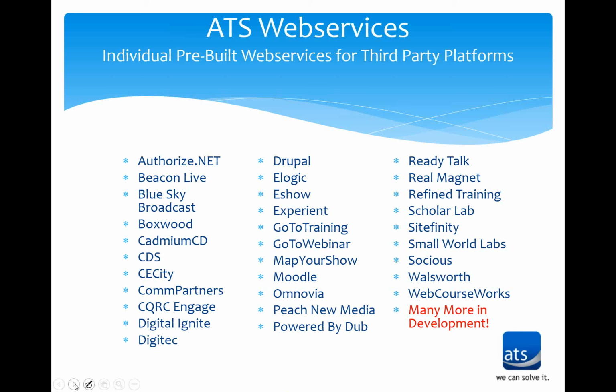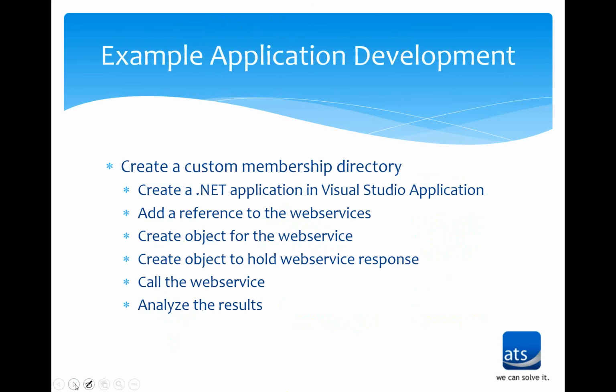So if you have somebody that's on this list, that might be a better way to go than rolling your own web services, but that's always an option. Some example ways, again, we talked about a few examples before, but here's an example application development site. Like I said, this is what I would typically do if we got a call from a client. We'd create a .NET application in Visual Studio. We'd add a reference to the web services, create an object to the web services, create an object to hold the response, call the web service, and analyze the results.